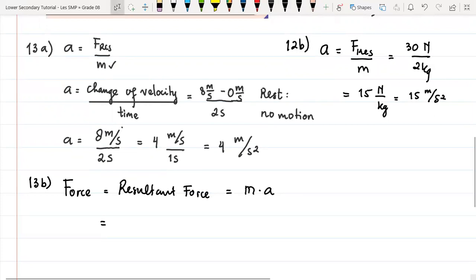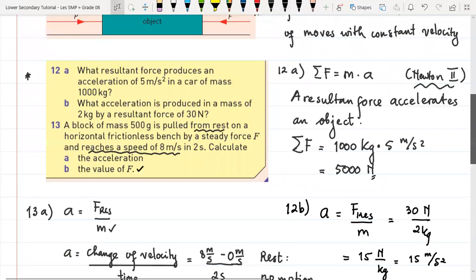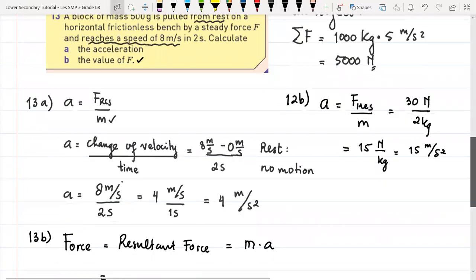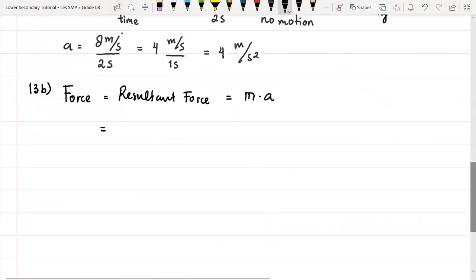What is the mass here? The mass is 500. So what should I write here? Is it 500 grams? Yes. No, be careful. What is the SI unit of mass? Kilogram. 500 gram in kilogram. How do I write 500 gram in kilogram? Well, 0.5 kilogram. Am I right?